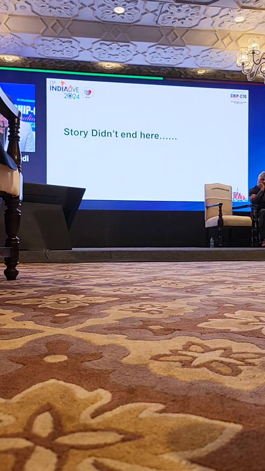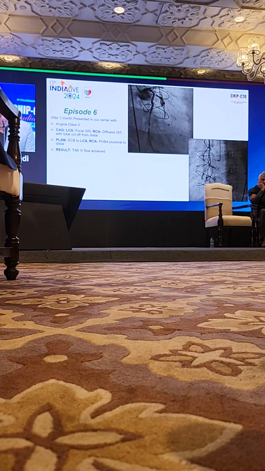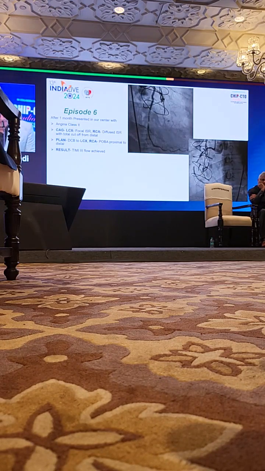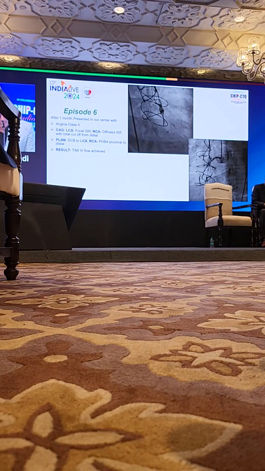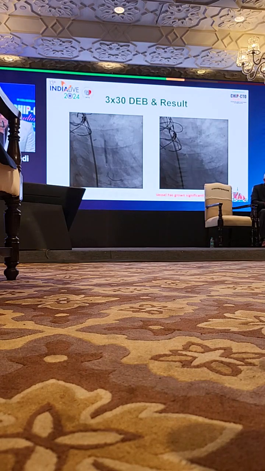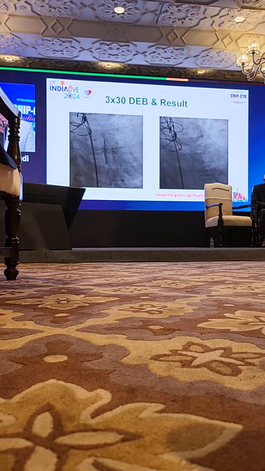So the story doesn't end over here. We have to be a little quick. Yes, sir. After 1 month, again she had chest pain, class 2 angina. There was a focal in-stent restenosis. This time, the plan was to do a drug-coated balloon. It was done. As you can see over here, after serial pre-dilatation with an NC balloon, the same drug-coated balloon was done, and you can see the result. The LCX is flowing well.